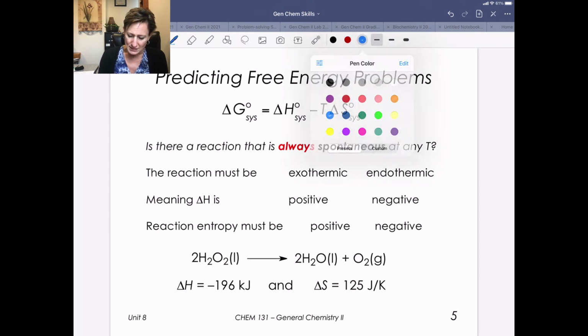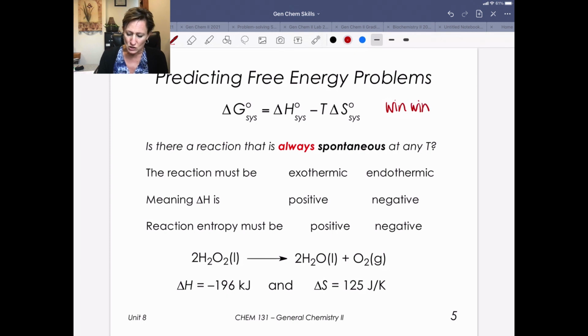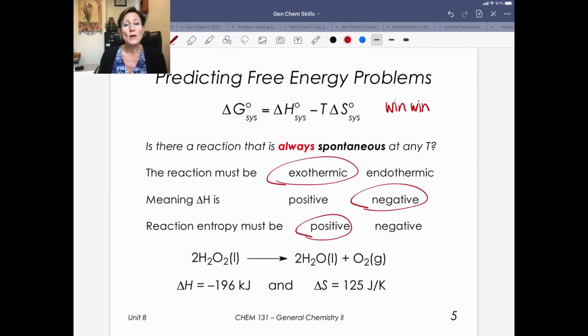So our win-win situation here is going to be a reaction that's always spontaneous, no matter what the temperature is. In that case, we must have delta H being favorable, so it's going to be exothermic. Delta H in an exothermic reaction is negative. The reaction entropy must be positive. That's what we know a favorable process is. Negative delta H, positive delta S.